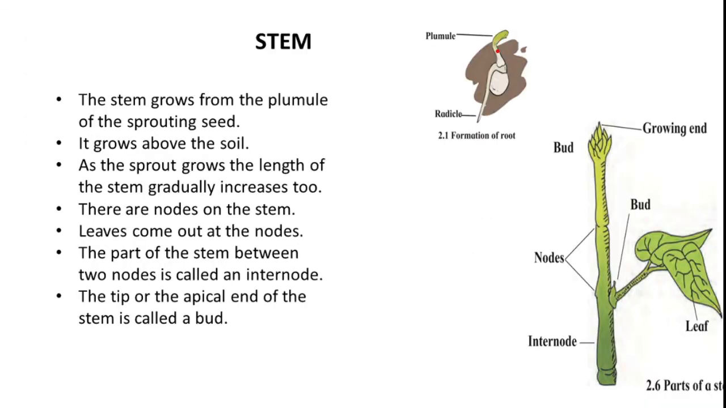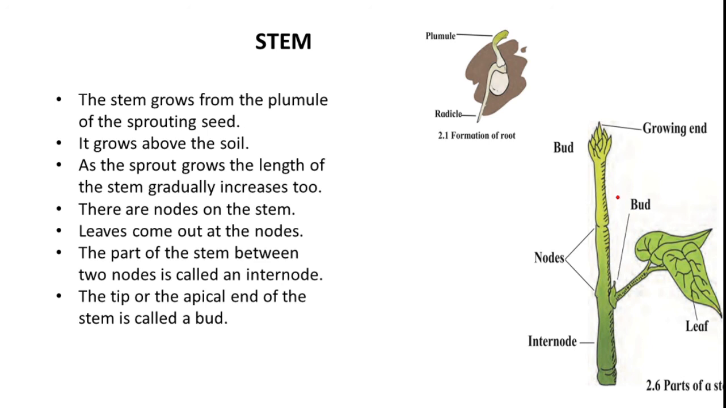So you know that the stem grows from the plumule of the sprouting seeds. You can see plumule, it grows upwards. The plumule grows above the soil. As the sprouts grow, the length of the stem gradually increases too. So this will grow and the length of the stem will also gradually increase.